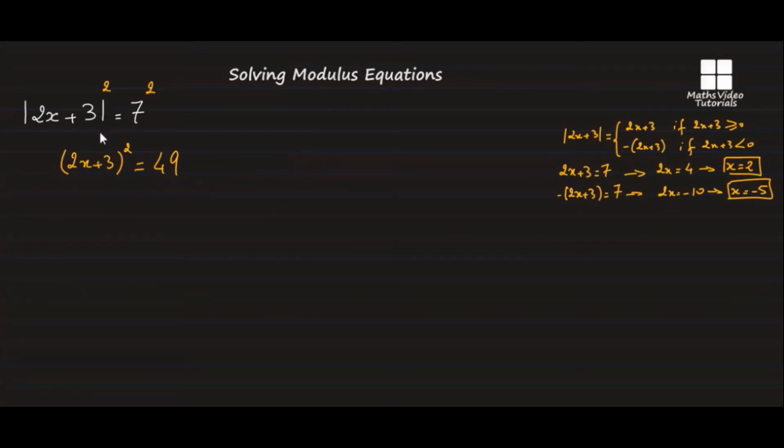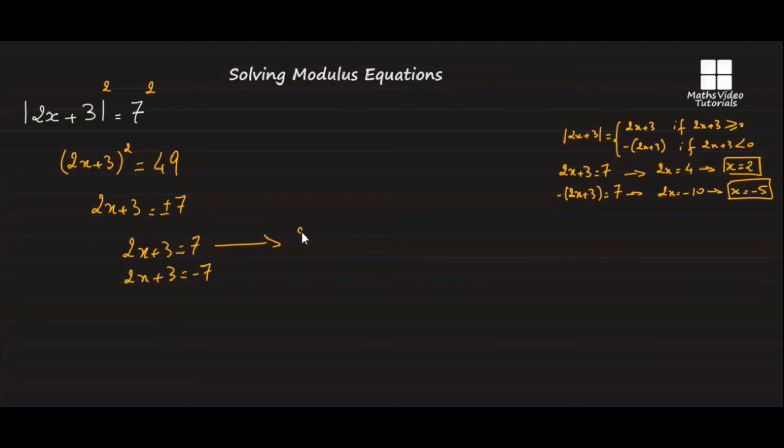Now, since we got this in squared form, we can go ahead and square root each side. So when we square root this left hand side, we get 2x plus 3 equal. Now when we square root 49, we get either plus 7 or negative 7. So you can see we have two equations to solve. The first one is 2x plus 3 equals 7. The second one is 2x plus 3 equal negative 7.